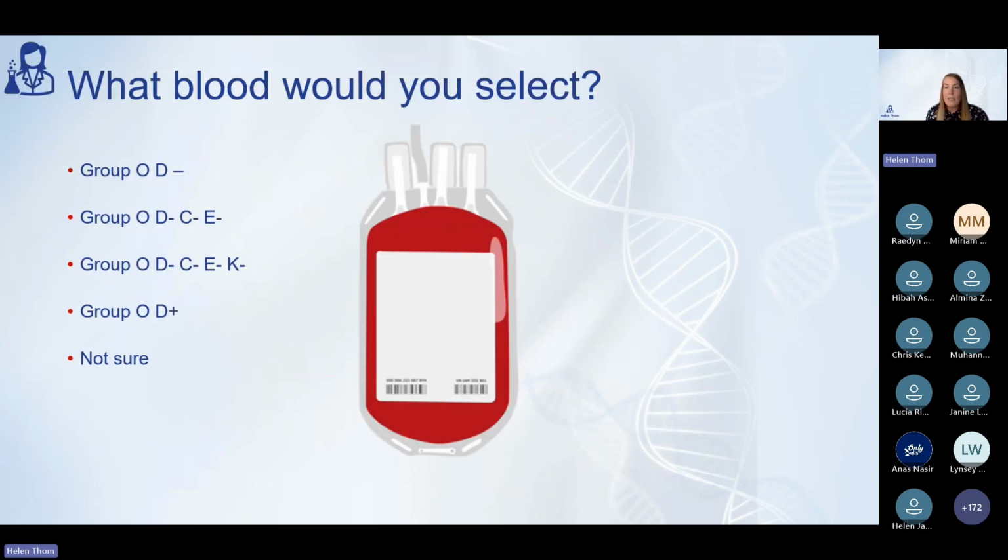Fab. So the next poll, please, Anna. What blood would we need to select for this patient? Are you just going to get random D negs? Are you going to get D neg, big C neg, big E neg? Are you going to give D neg, big C neg, big E neg, K neg? Or are you going to give them D pos? Or you might just not be sure.